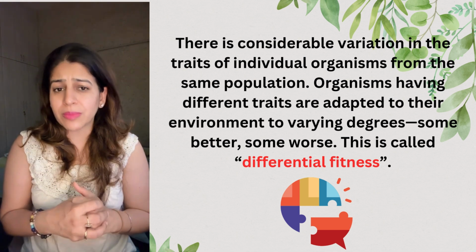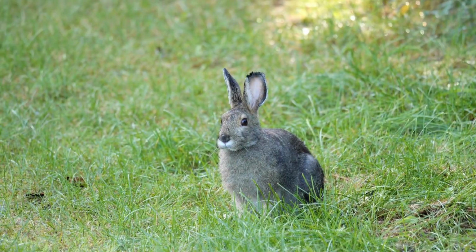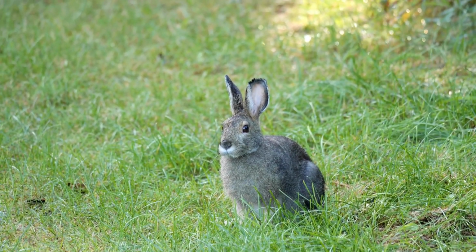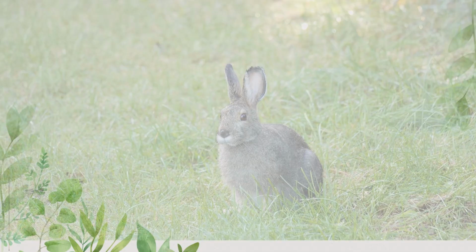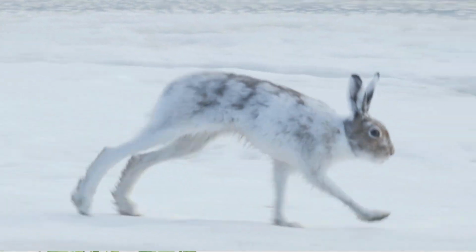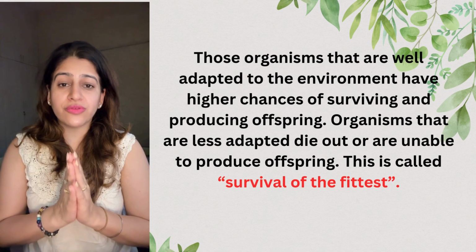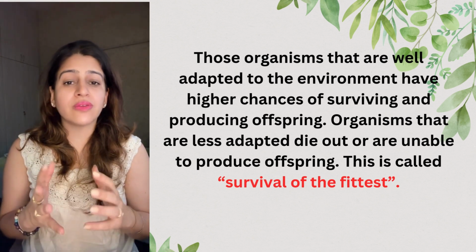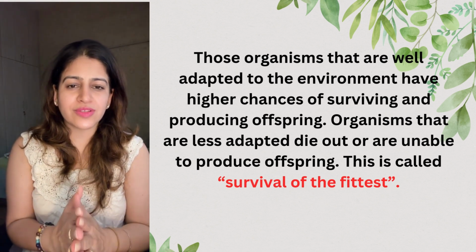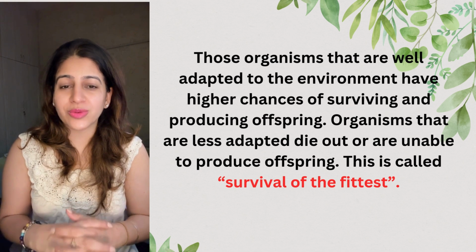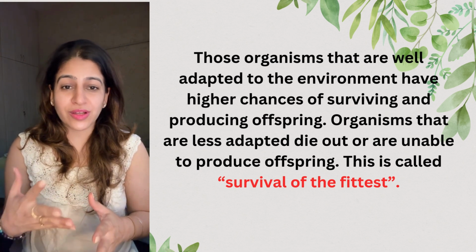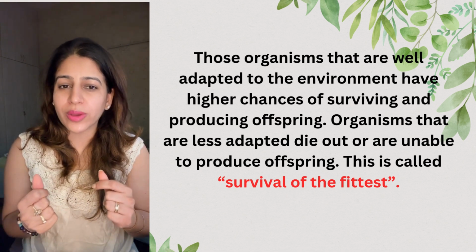Let me give you some examples here. For example, snowshoe hares. In the summer, snowshoe hares are brown, but they grow white coats in the winter to camouflage in the snow. So since you are clear with differential fitness, the next point is survival of the fittest. I am sure the grade 11 IB psychology students must have learned the same in their junior classes, but just for a quick recap.